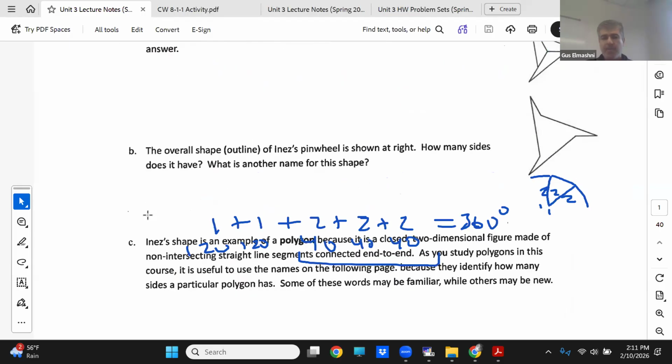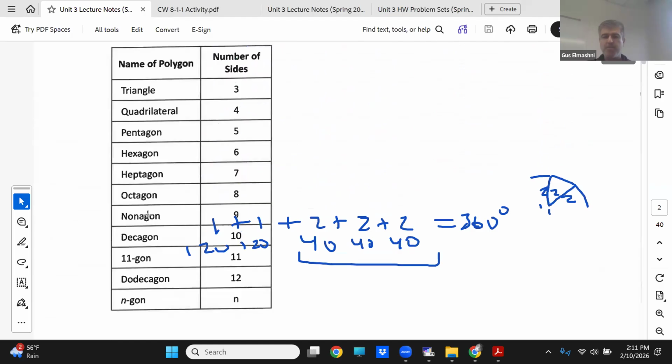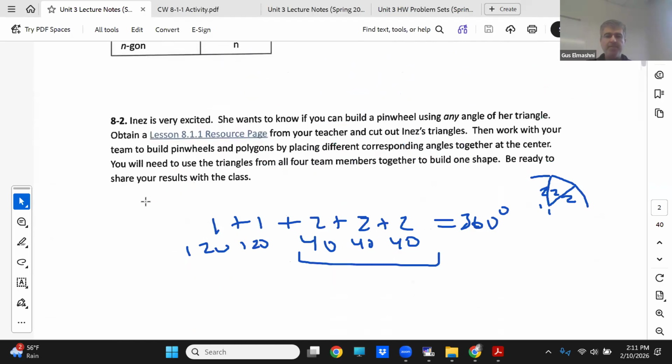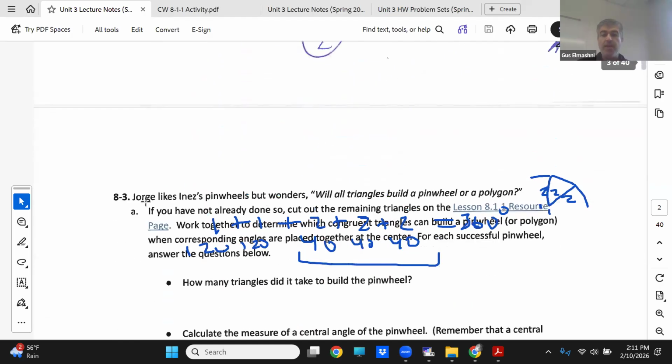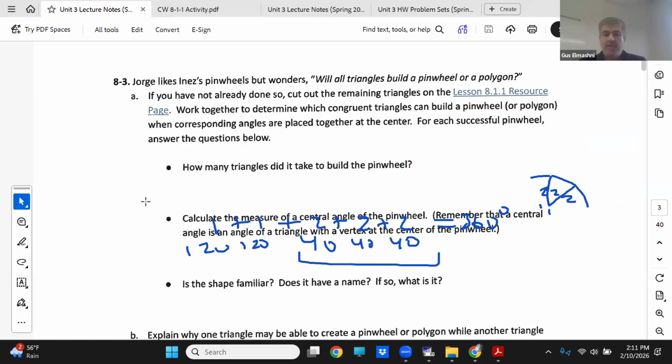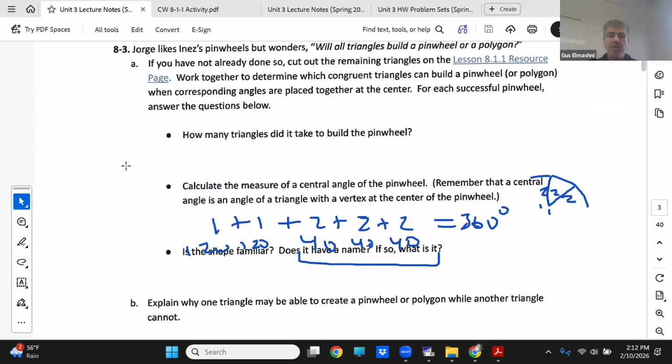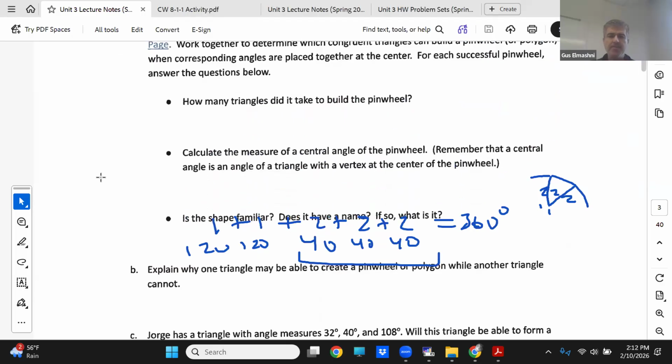But maybe let's just move on to 8-3. I think that's probably a good thing to do right now. So next up. Will all triangles build a pinwheel or a polygon? The answer is yes, they will. So that's what we're going to try to do. So how many triangles does it take to build the pinwheel?